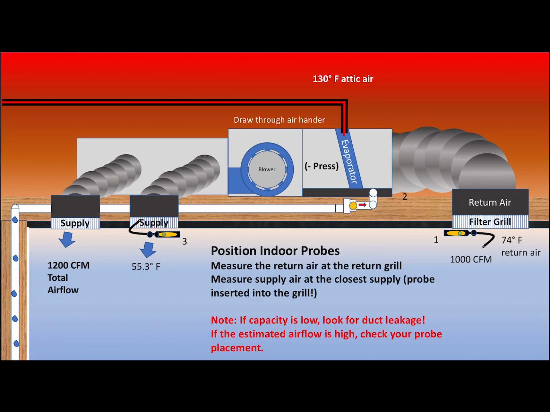So duct leakage is a huge problem when you're leaking in warm air downstream of where we're measuring at the filter grill. And if you really get a high estimated airflow number, check your probe placement. A lot of guys like to compare measureQuick's estimated airflow to like a total external static pressure reading and a fan curve, or maybe a capture hood, or other ways of measuring airflow.